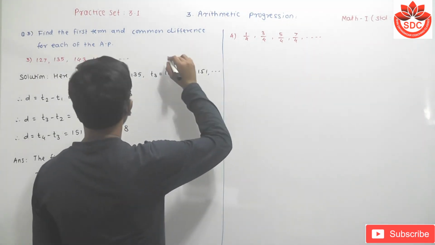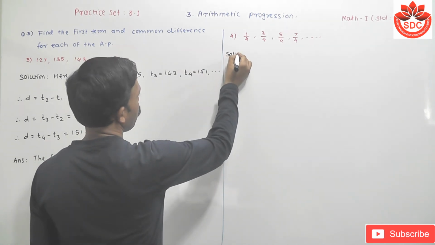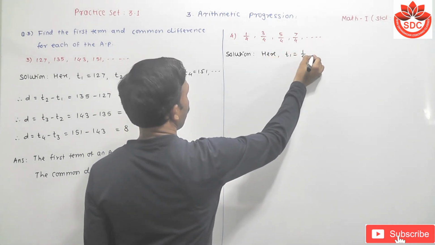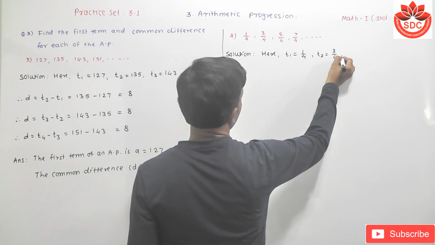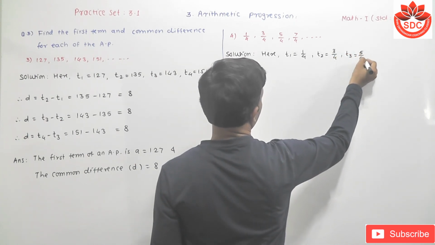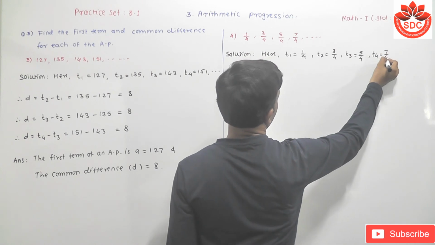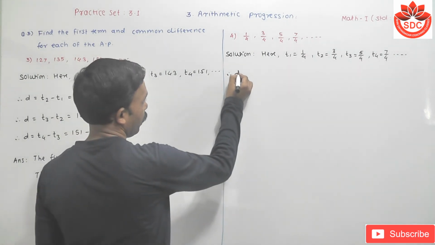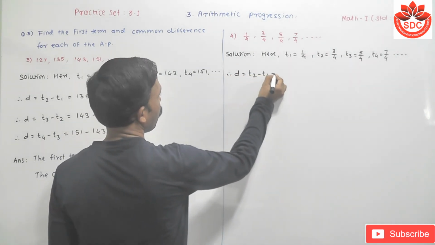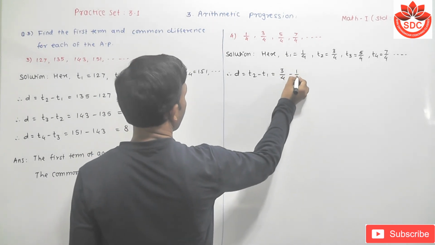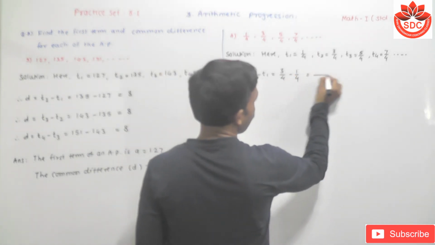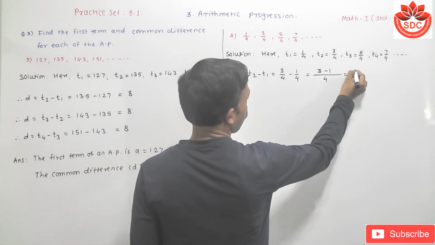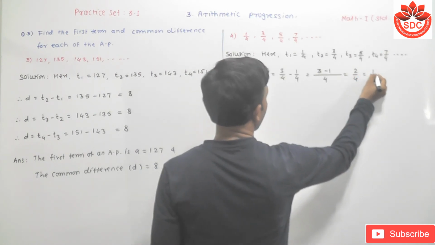Then the last question of this third question, its solution is: here T1 is 1 by 4, T2 is 3 by 4, T3 is 5 by 4 and T4 is given 7 by 4 and so on. Next, students, we have to find its common difference. That means D is equal to T2 minus T1. T2 is 3 upon 4 minus T1 which is 1 upon 4. We take its LCM. LCM is 4. Denominator is the same. Subtract its numerators. 3 minus 1. It becomes 2 upon 4. The simplification is 1 upon 2.